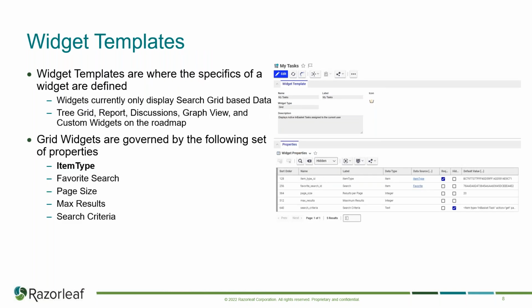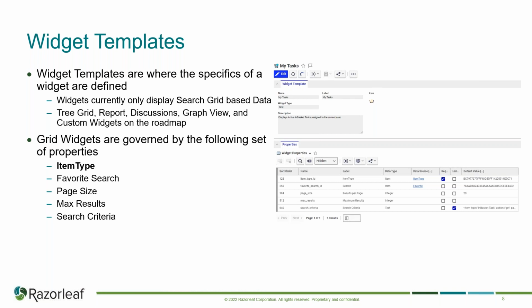Along with that, we have the widget template item type. This is where the specifics of a widget are defined. With this introductory release of dashboards, widgets can only display data that is based off of a search grid. For example, your in-basket, or all your parts, all your active ECOs, active projects, things that can show up in a grid, those are the only things that can currently be displayed in widgets.